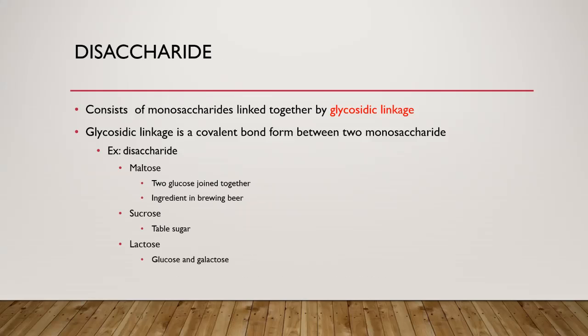They also differ by the placement around the asymmetric carbon. Disaccharide consists of monosaccharides linked together by glycosidic linkages. A glycosidic linkage is a covalent bond formed between two monosaccharides. An example of a disaccharide is maltose. Maltose is a combination of two glucose molecules, and it is an ingredient in bourbon and beer. Sucrose, also known as table sugar, is the most prevalent or common in today's society. Lactose is a combination of glucose and galactose.